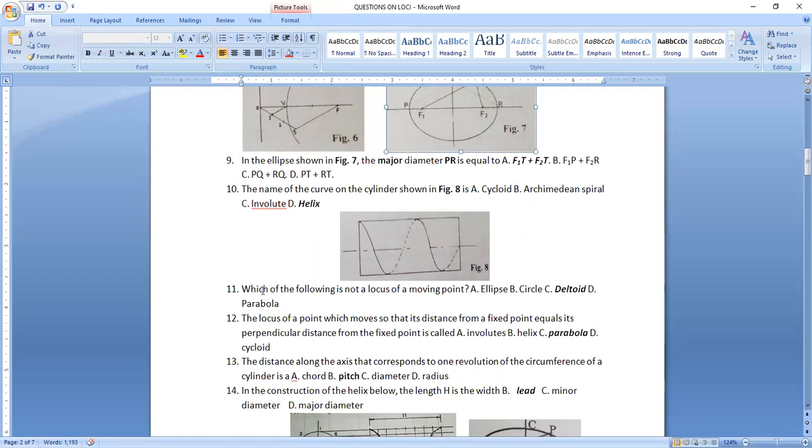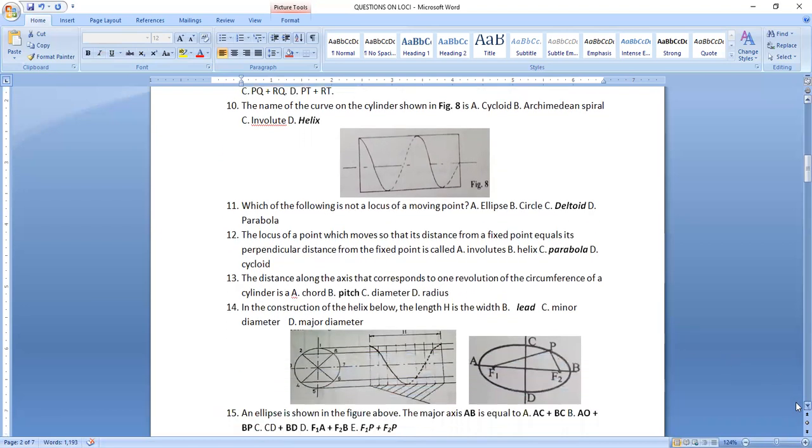Then question 11. Which of the following is not a locus of a moving point? Option A, ellipse, is a locus of a moving point. Option B, circle, is a locus of a moving point. And option D, parabola, is also a locus of a moving point. But a deltoid is not a locus of a moving point; it is a quadrilateral which has unequal sides and unequal angles. So take note of that.